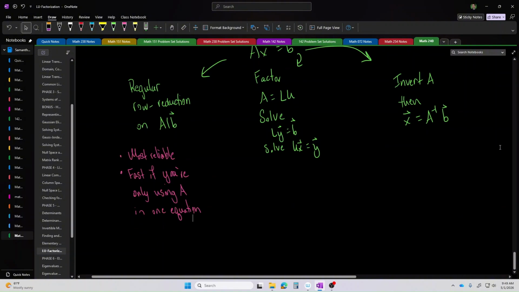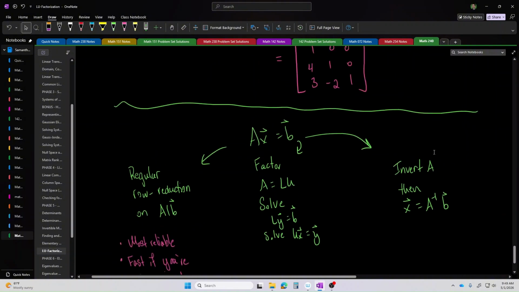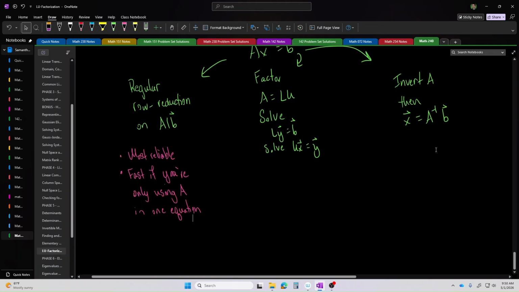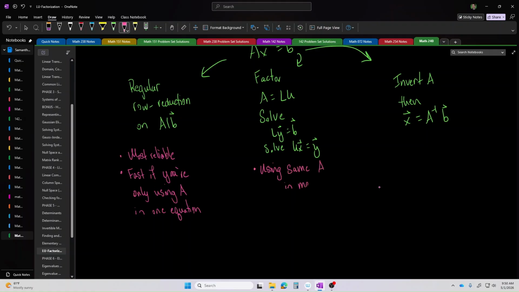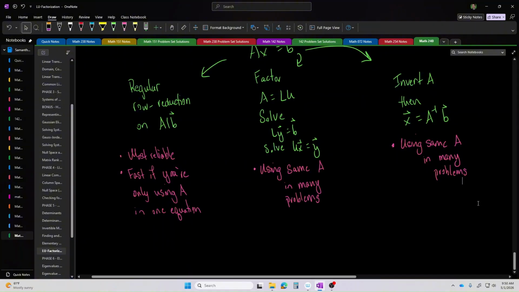Whereas these other two methods, once again, are most suitable if you're in a situation where the same matrix A is appearing in multiple different equations and in multiple different problems. Then inverting the matrix A or factoring the matrix A can be considered an upfront investment. An upfront investment that allows you to transform A into a form that makes the subsequent calculations faster and easier.